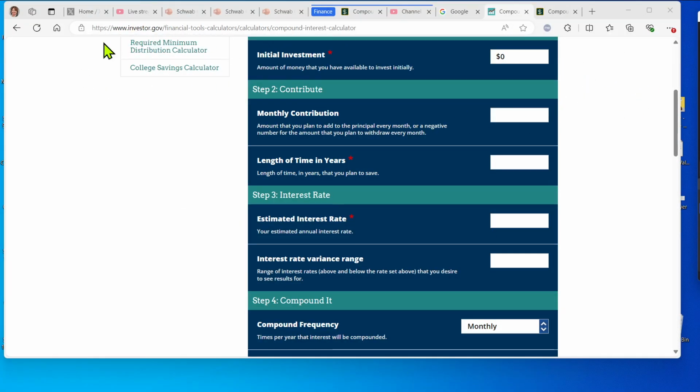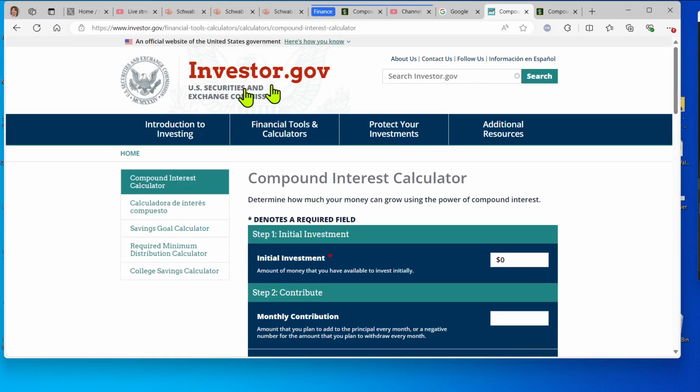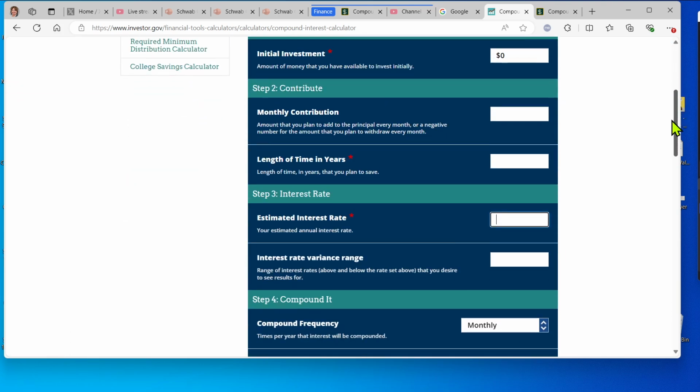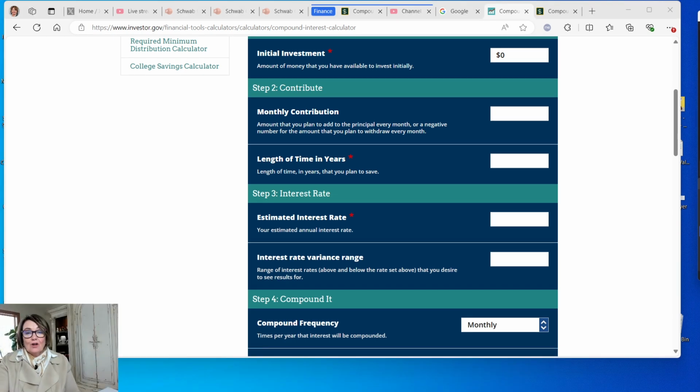So I went out and I typed in compound interest calculator, and our wonderful government has provided us with one under investor.gov. And so if you type in compound interest calculator, this is just one. There are many out there. But if we scroll down, it says, hey, how much are you going to start with? And let's pretend we're starting with nothing. Okay, because that's where some people are.